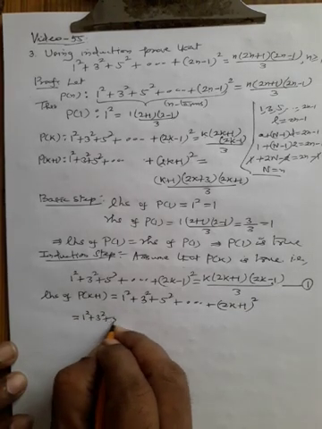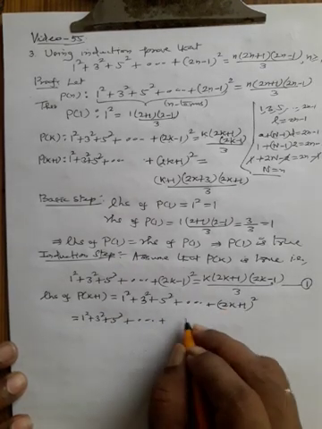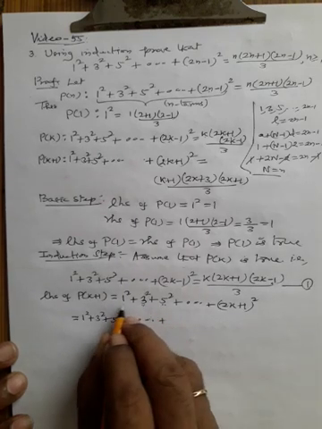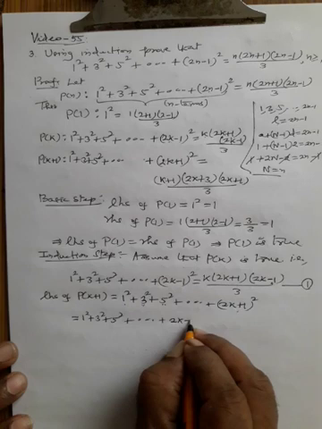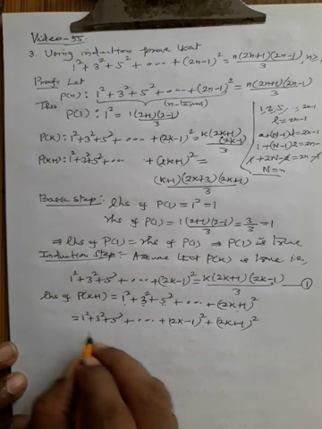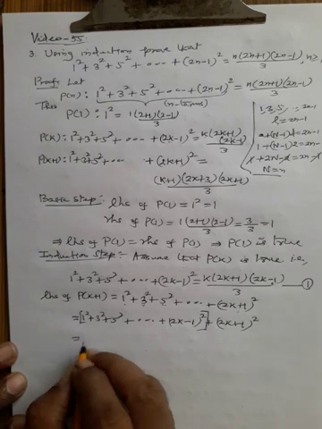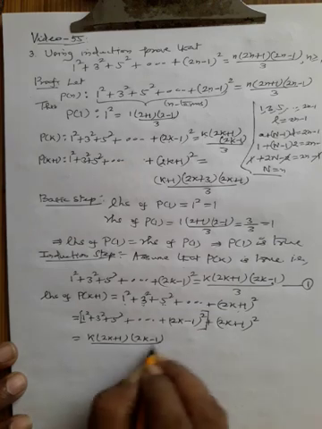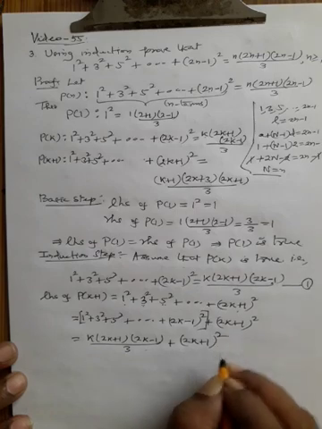That equals 1 squared, 3 squared, 5 squared plus etc. plus (2k plus 1) whole squared. The previous term: 5 means previous term is 3, 2 less; 3, 2 less than that is 1; so before 2k plus 1, 2 less means minus 2. So you will get (2k minus 1) the whole squared plus (2k plus 1) the whole squared, and this value is given by equation number 1: k into (2k plus 1) into (2k minus 1) by 3 plus (2k plus 1) the whole squared.